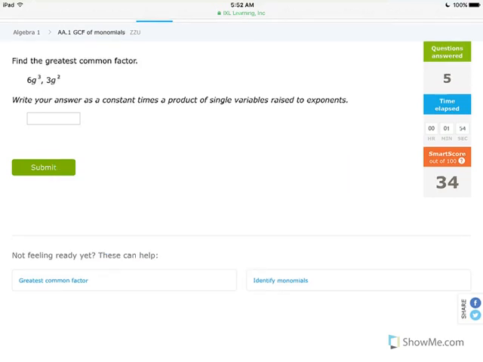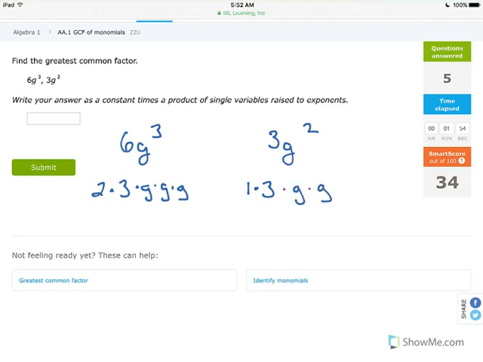In this one we have 6g to the third and 3g to the second. So break down the number 6, that's 2 times 3. And break down the g to the third, that's going to be g times g times g. And this one, it's 3 times 1, if you wanted to multiply it against something, and then g times g. So what do they have in common? They have a 3 in common.